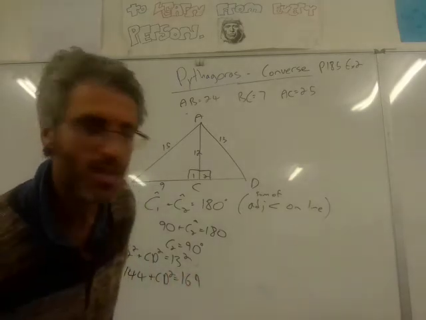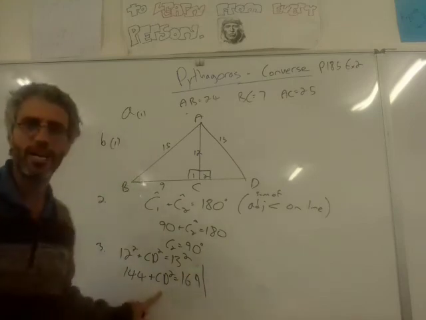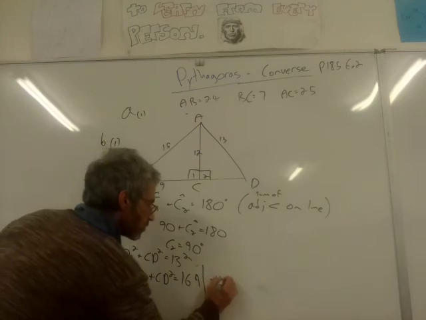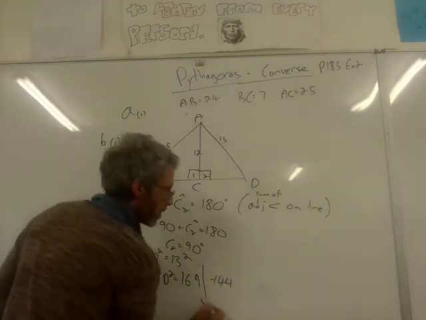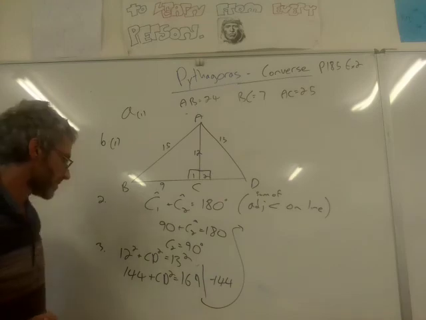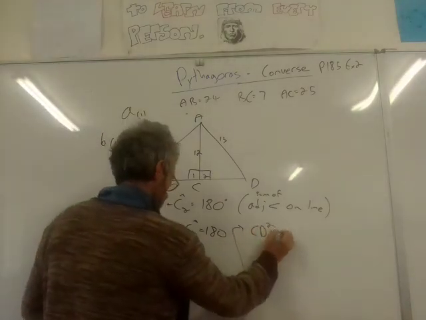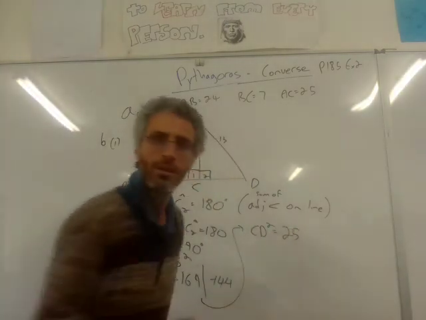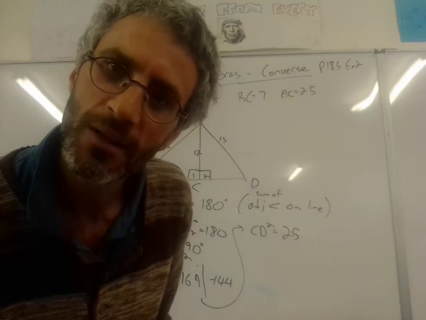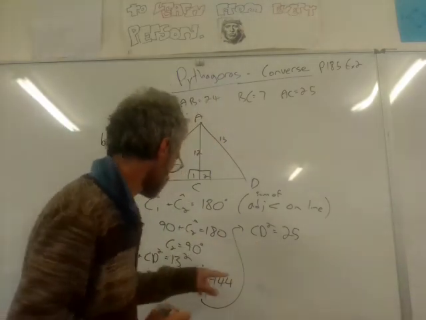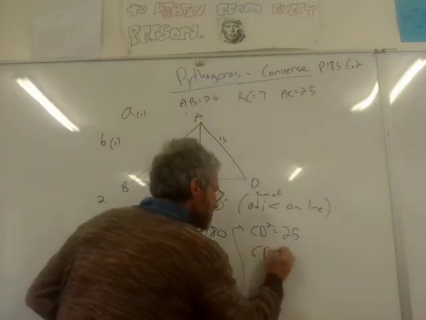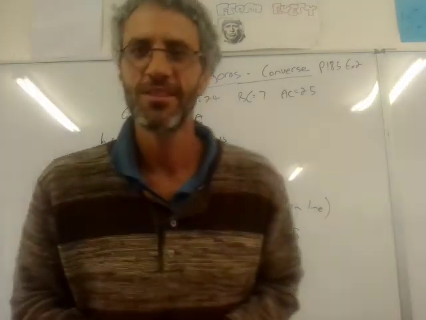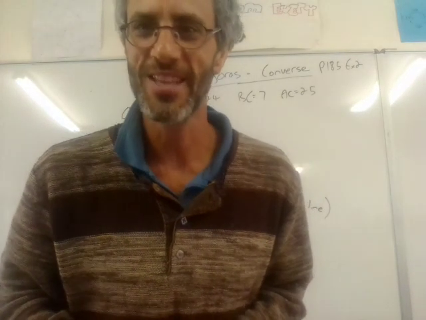Can you still see it? Now, if I want to find out CD squared, I've got to get rid of the 144, right? So I'm going to do minus 144. If you don't mind, I'm going to write that down here, to see a bit better. So CD squared is 169 minus 144. That's 25. And therefore, CD is equal to 5. And we've got the answer. Okay. That's it for today. Cheerio.